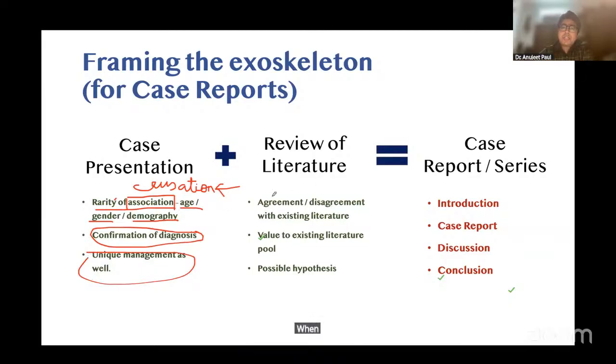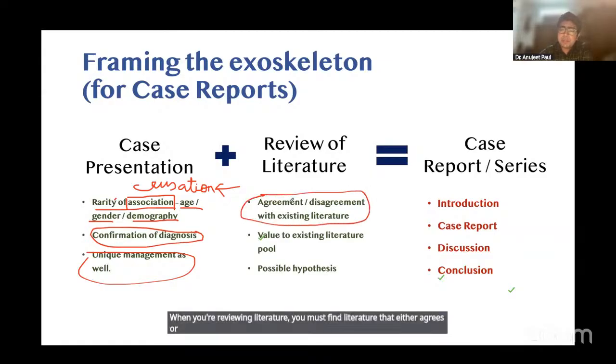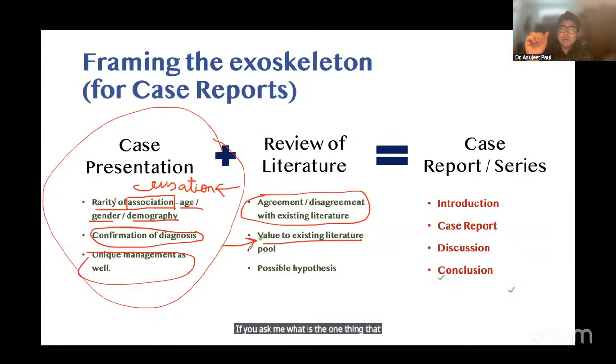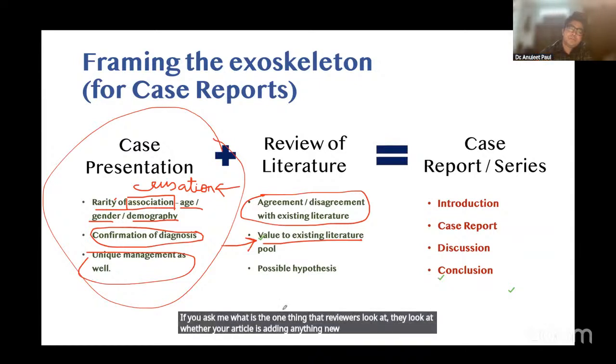When you're reviewing literature, you must find literature that either agrees or disagrees with your hypothesis. It's very important to do that. You must find out how your article, your case presentation in general, is adding any value to the existing literature pool. If you ask me, what is the one thing that reviewers look at? They look at whether your article is adding anything new to the existing literature pool.